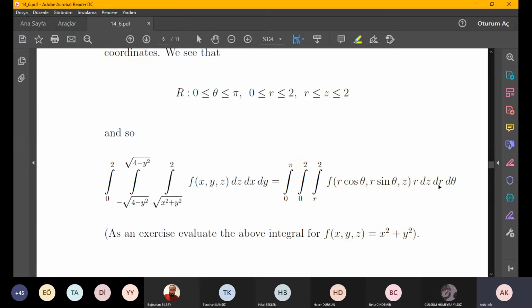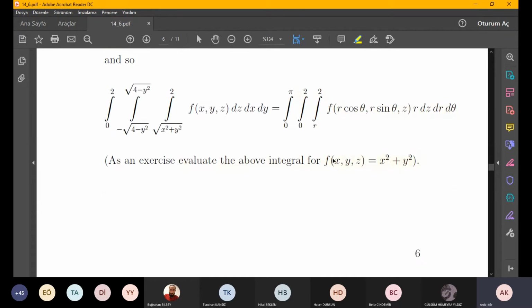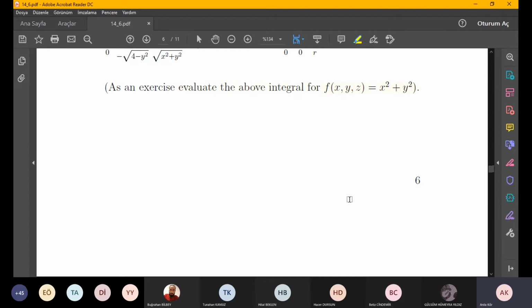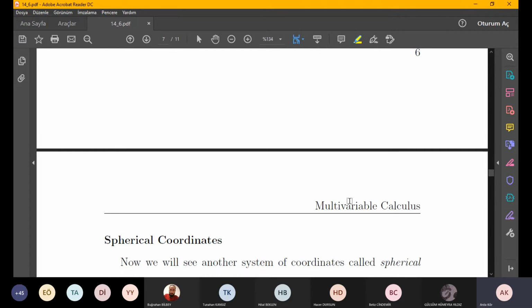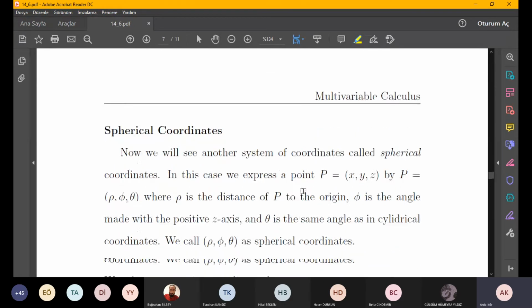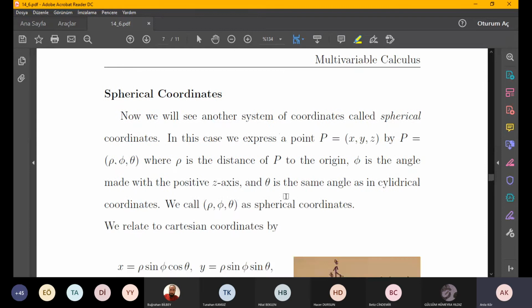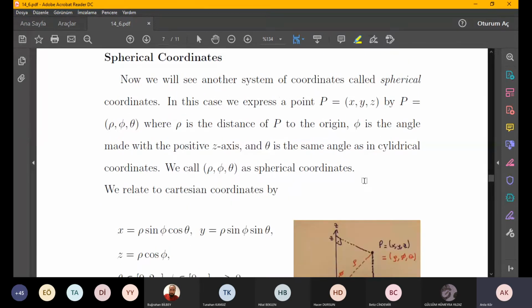So you can just find that triple integration, assuming f of x, y, z as x square plus y square in that way. So the last system of coordinates that we will use for transformation is spherical coordinates.